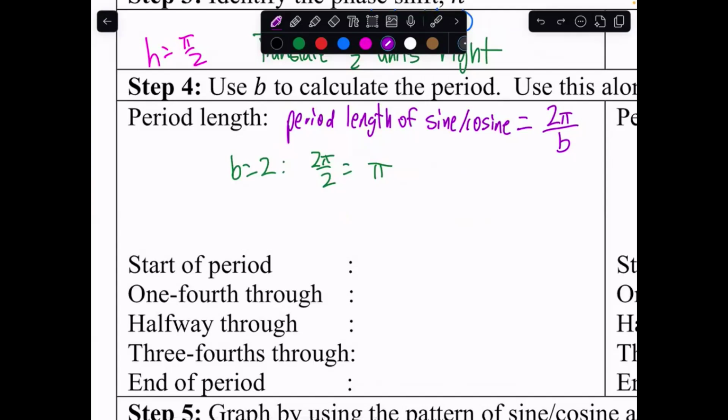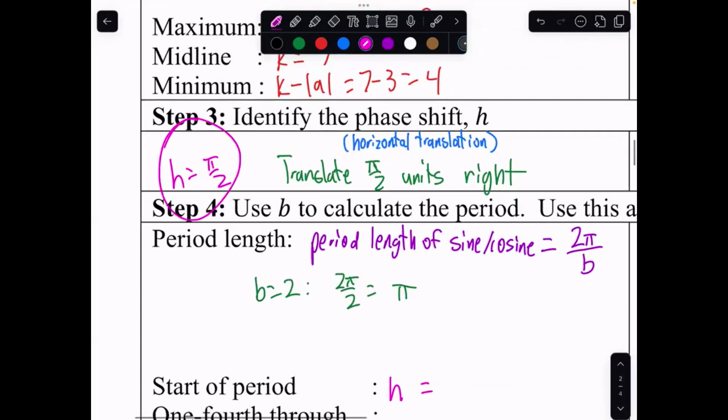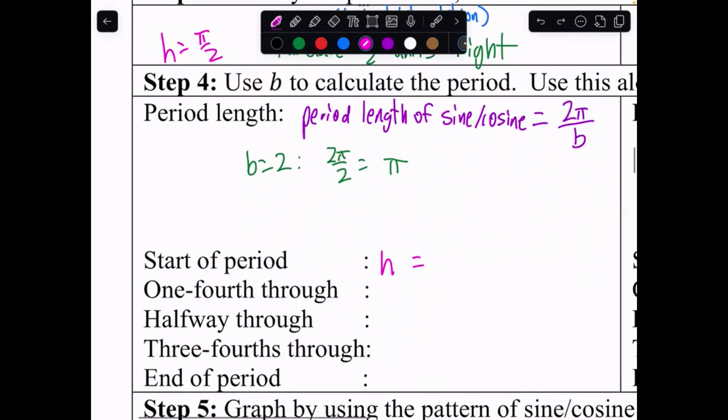Okay, so the start of the period is easy, at least. The start of the period is simply h. Okay, so we said earlier that h is pi over 2. Okay, so now here's a very common mistake that we can hopefully avoid. This pi is not necessarily the ending angle, it's the length of the period. Okay, so because we're not starting at 0, this is not the ending point, right?